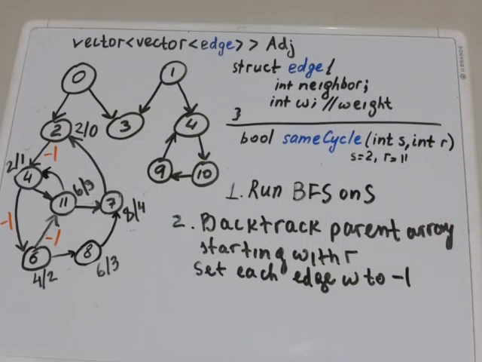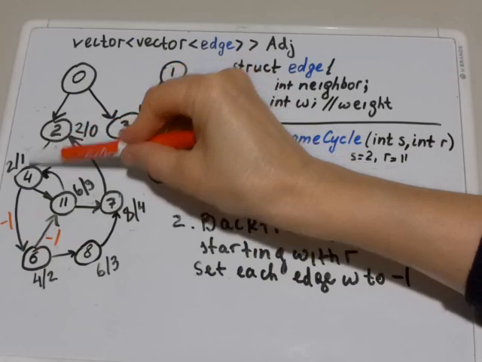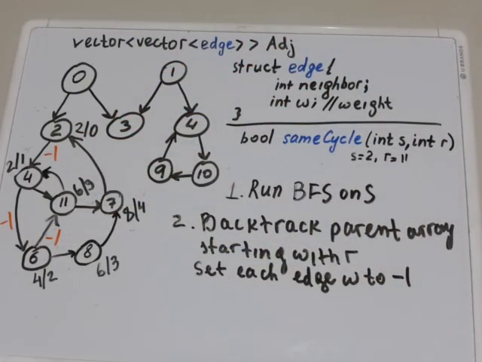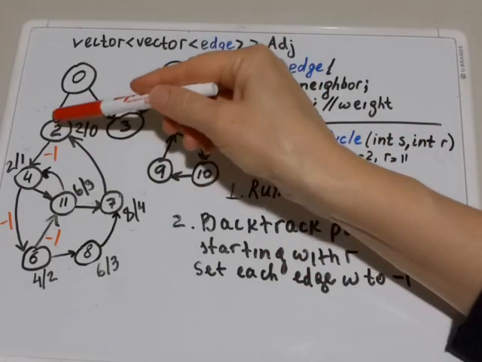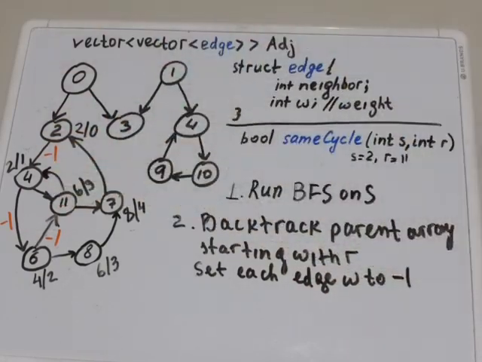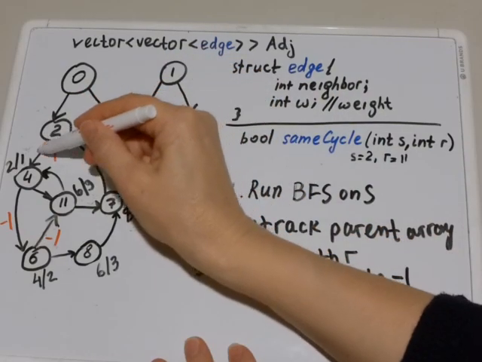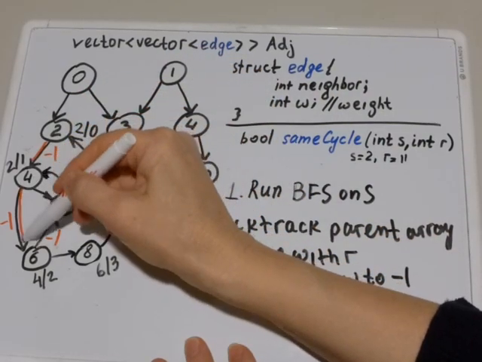How does it help us? What we did is set all the weights of edges on the path from S to 11 to -1. That means there exists a path from 2 to 11. Now to find out, let me mark this path with red edges.